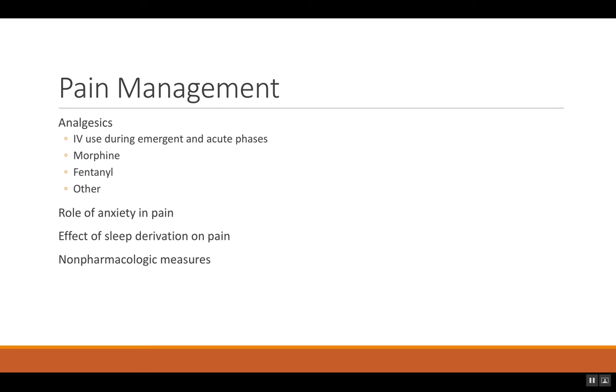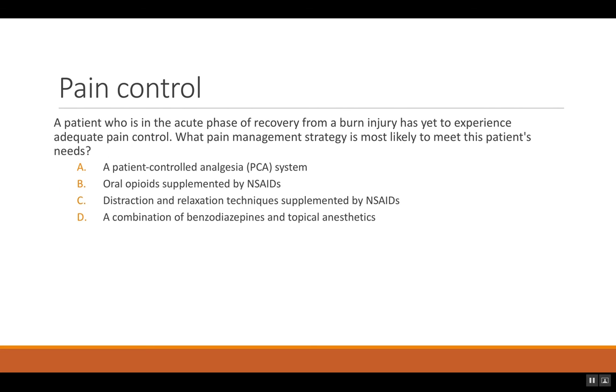A lot of times it's trying to keep them calm. The anxiety can make the pain worse. There's a lot of issues with sleep deprivation from the pain, so we really want to try to control it and try non-pharmacologic approaches, whether it's meditation, music, a calm environment, or explaining things to the patient ahead of time. Whatever you can do to minimize the anxiety is also going to help with the pain.